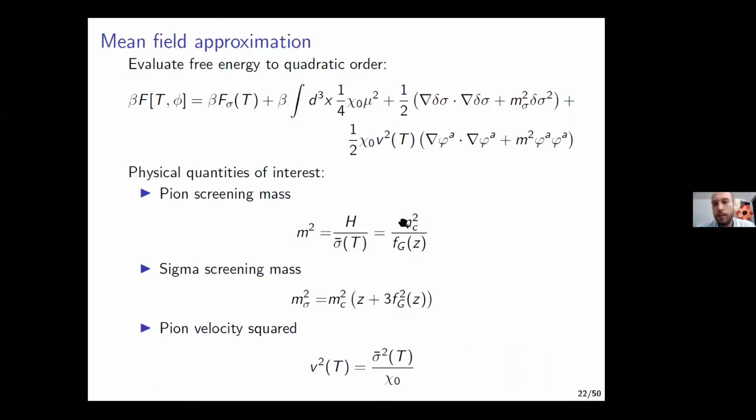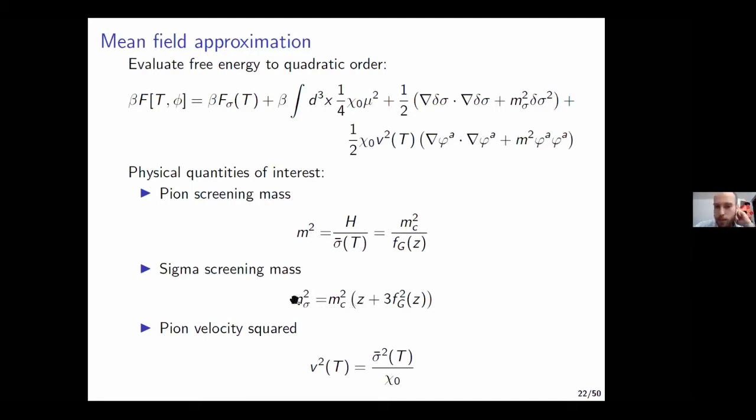And m_c squared is a constant. It's the value of the mass on the critical line, so when z equals 0. So this is just another way of writing the Pion screening mass. But we also see that sigma has a screening mass as well. And the form is a little different.